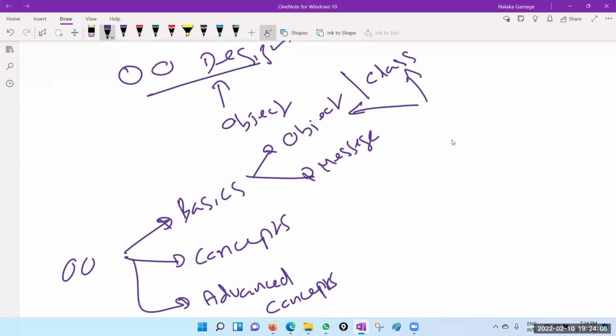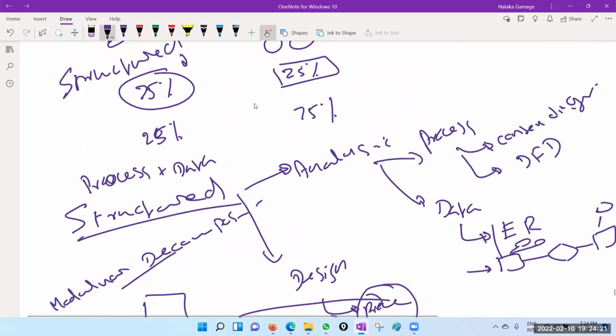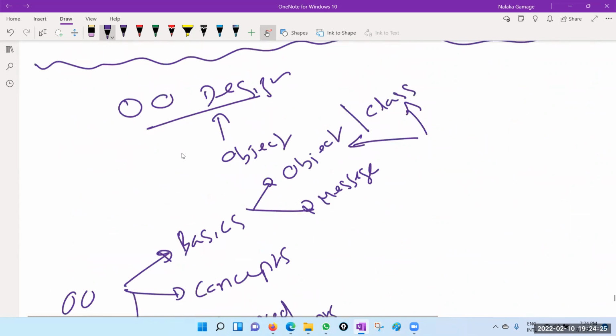No one, right? So fine. No one has the answer, right? So now you can see that unfortunately, a large number of students are developing software using the structured way. So that is the reality.